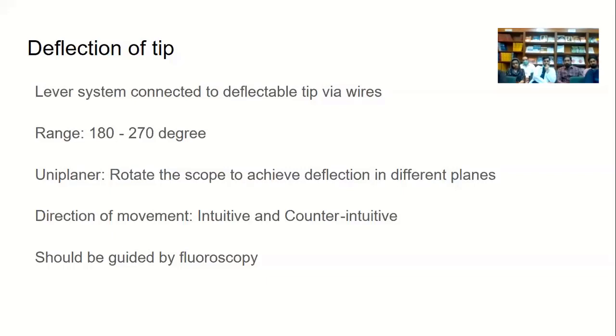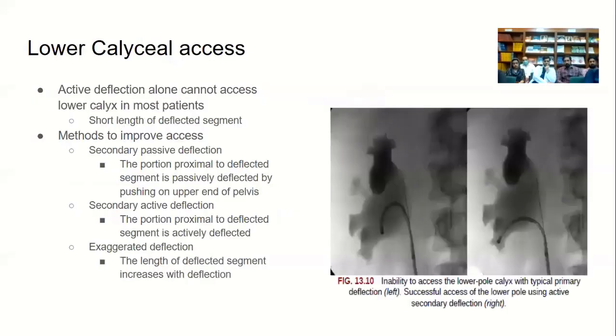The movement should be guided with fluoroscopy in order to prevent any injury. Lower calyceal access cannot be made with active deflection alone in most cases because of the shorter length of the deflected segment. Methods to improve access include secondary passive deflection, in which the portion proximal to the deflected segment is passively deflected by pushing on the upper end of the pelvis.